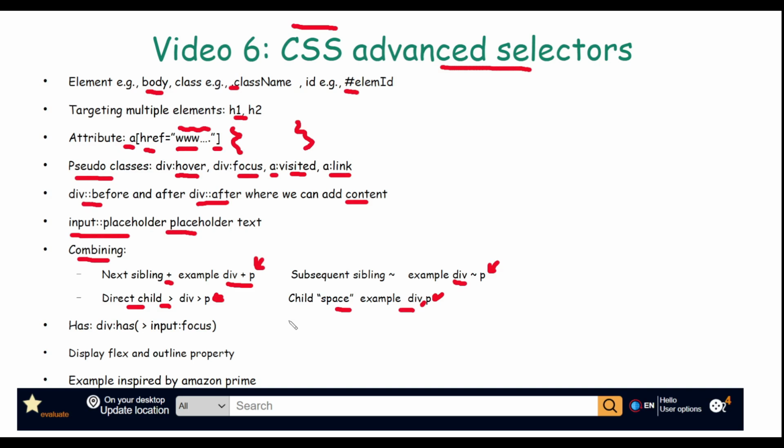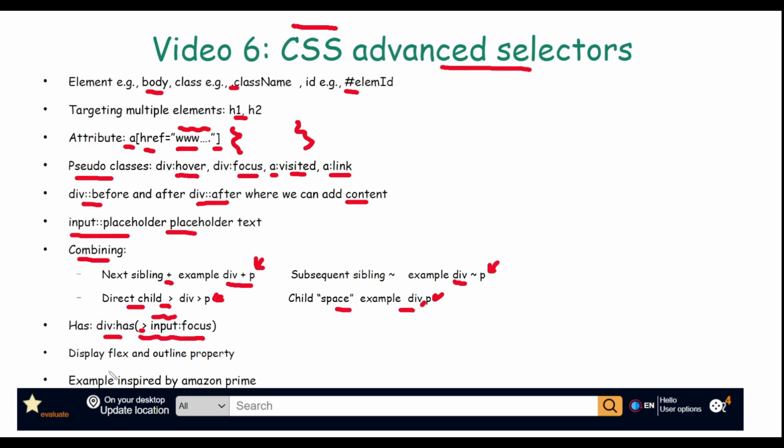We will also see how we will use this has selector, and we will be using an example similar to this here. So in this example here, the following style will be applied to any div where the condition inside this parenthesis is true. So in this example, any div element which has a child, so here we have the child selector. So any div which has an input tag inside it, and this input tag should be focused.